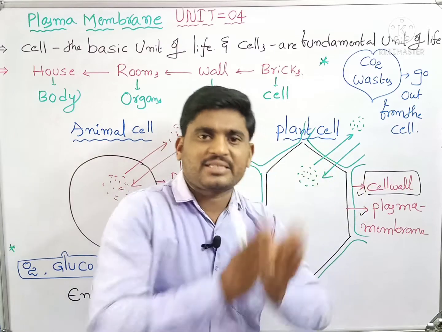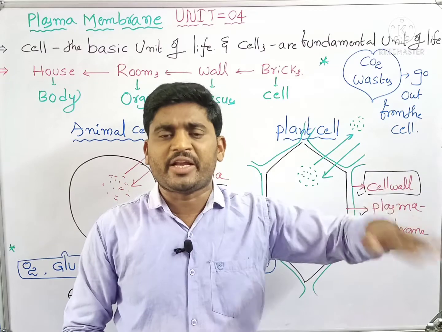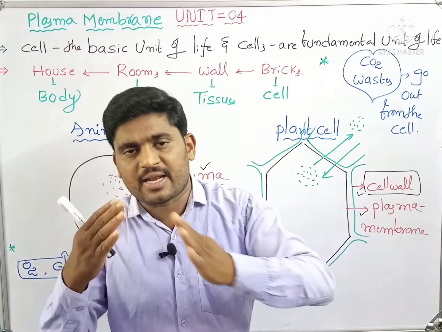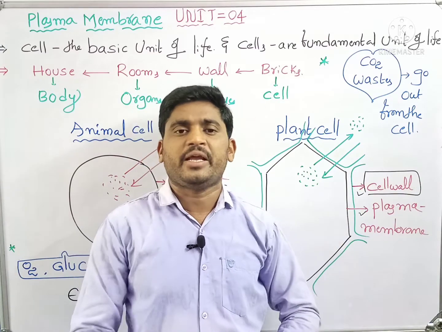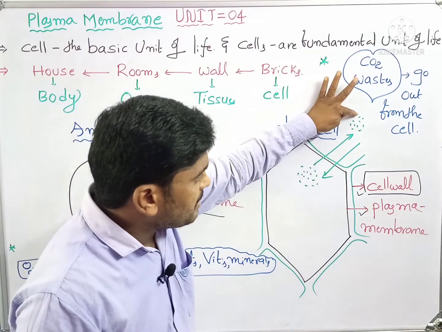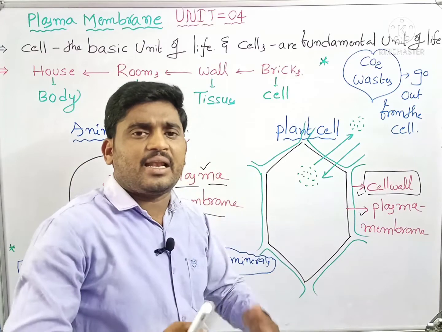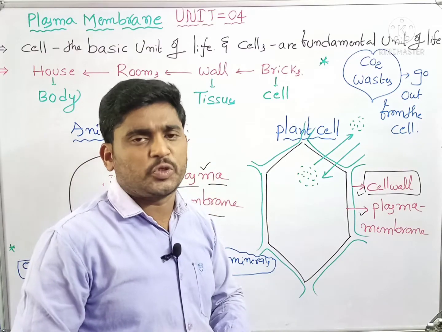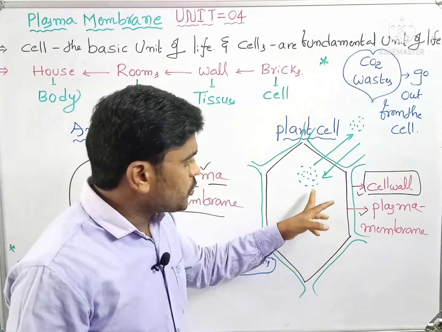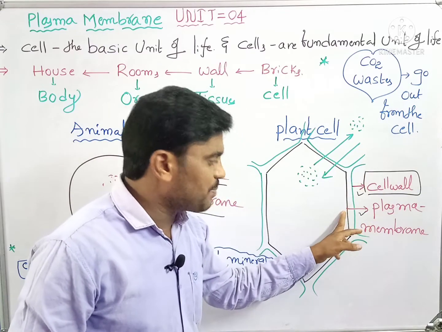Both in the animal cell and in the plant cell, the plasma membrane plays an important role in allowing specific substances inside the cell. That is the major function of the plasma membrane. So here outer substances enter into the plant cell. At the same time, inside the cell some waste material is produced during different metabolic activities. These waste materials come out of the cell through the plasma membrane.